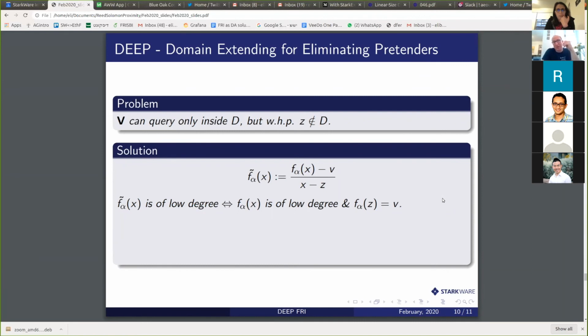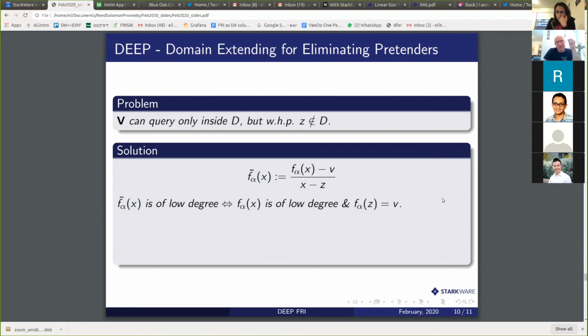What I do is I shift the function to have it 0 at Z, to have X be replaced by the variable X minus Z, and acknowledge the fact that at the point Z, the value was little v, which is what the verifier answered. So the correction is F alpha of X minus little v, which is the answer that the prover gave, divided by little x minus z. So this is a local correction. The only thing I need in order to compute f tilde alpha at the point x is to query f alpha at the point x. And I already have f alpha at the point x on a USB stick.